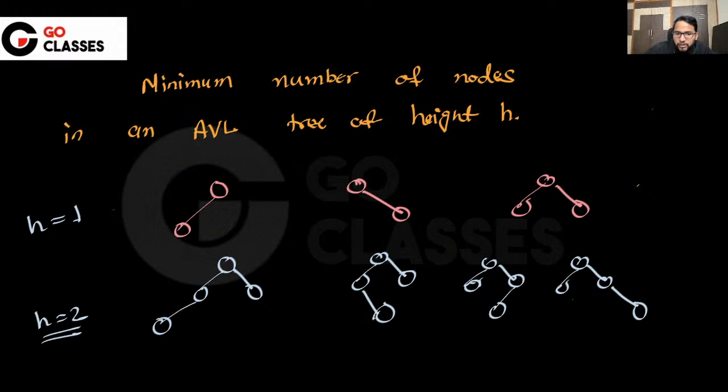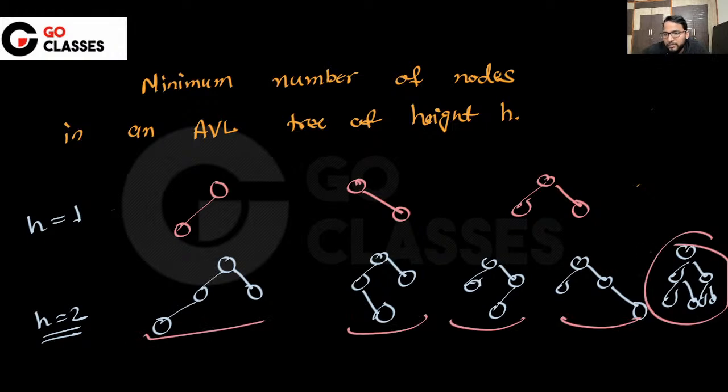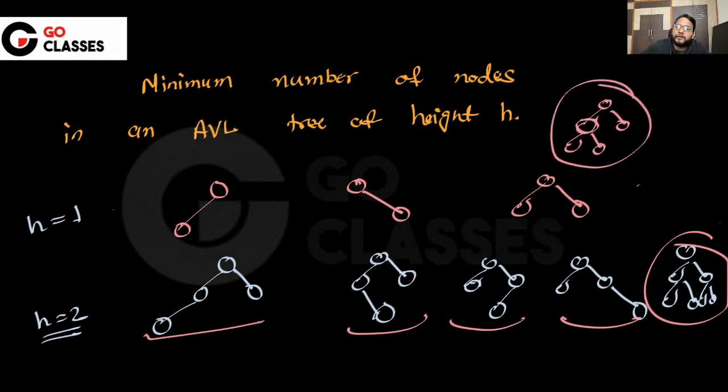So these are the AVL trees of height 2, but there are more, right? You can have these two also. Similarly, you can have here also. So there are many more AVL trees of height 2. Out of them, you will say that this is minimum, this is minimum, this is minimum, this is having maximum number of nodes. And there are some AVL trees like this, which are having neither minimum nor maximum. This is an AVL tree of height 2, which is not having the minimum or the maximum number of nodes, right?